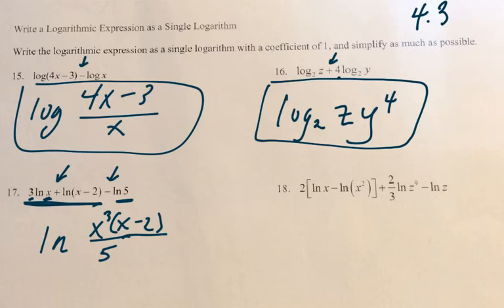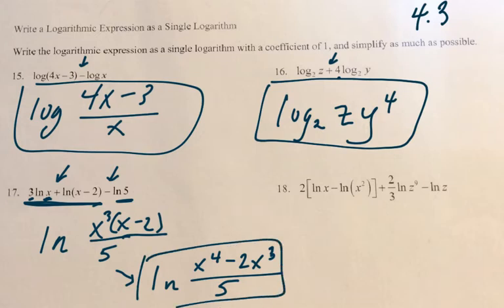Now, I could rewrite this. Now, it might be sufficient to have it written this way, but I could rewrite this as the natural log of (x to the fourth minus 2x to the third) over 5. I would accept either one of those on a test, but if your homework is very sensitive, you might want to rewrite it like this.